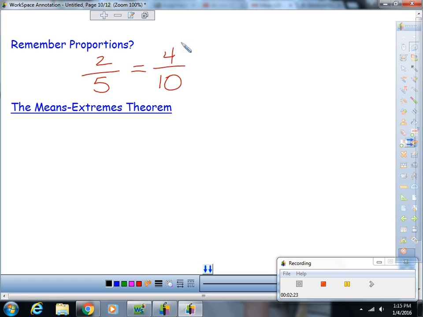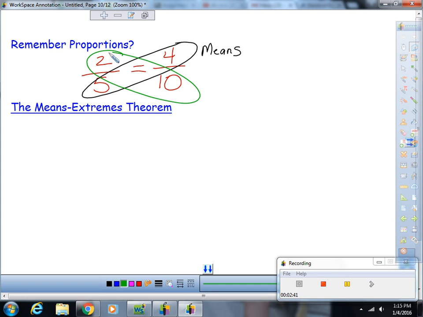These things are going to be referred to as the means because they're in the middle. That's right. Those things are the smallest one and the biggest ones, so therefore they will be referred to as the extremes.